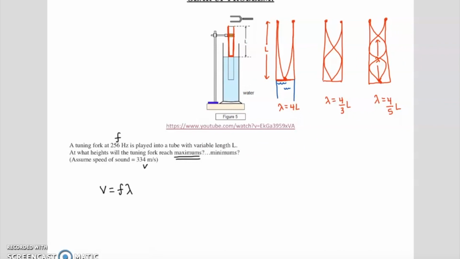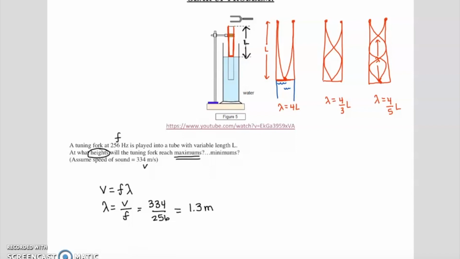I'll use V equals F lambda, or rearrange. We can see lambda equals V over F. And solving for lambda, I get about 1.3 meters. Now, of course, I'm asked for the heights at which the tuning fork is going to reach its maximum. So I need to figure out what that means for the length right here.